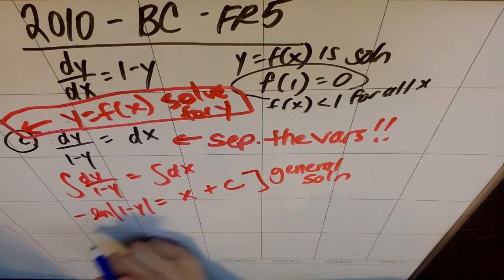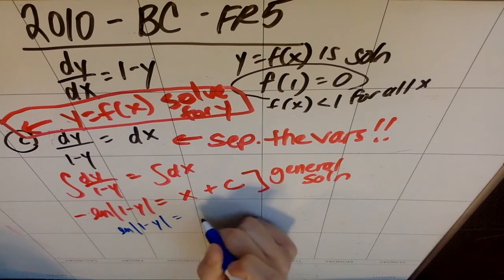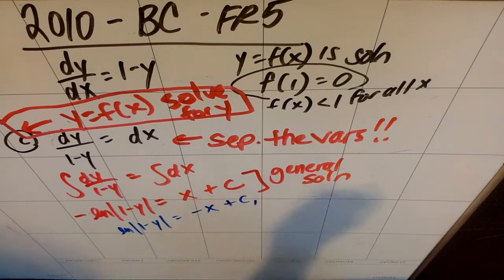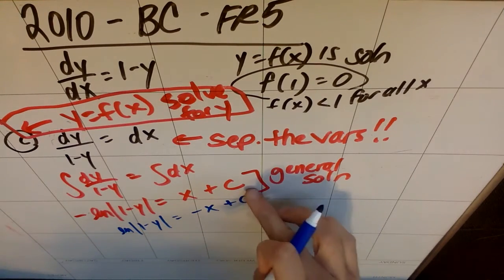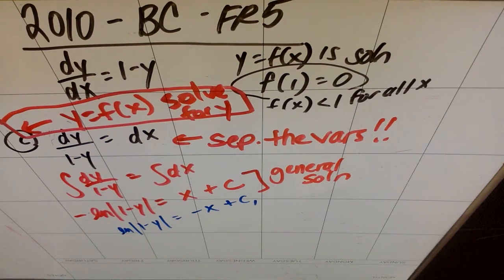So I'm going to go ahead and divide by the negative, so natural log of the absolute value of 1 minus y equals a negative x plus, and I'm just going to call it C sub 1 because I don't care that I divided C by a negative. I don't know what the sign on the original C was anyway. It could have been a negative 57. It could have been a 508. I don't know. So I just call it C sub 1.